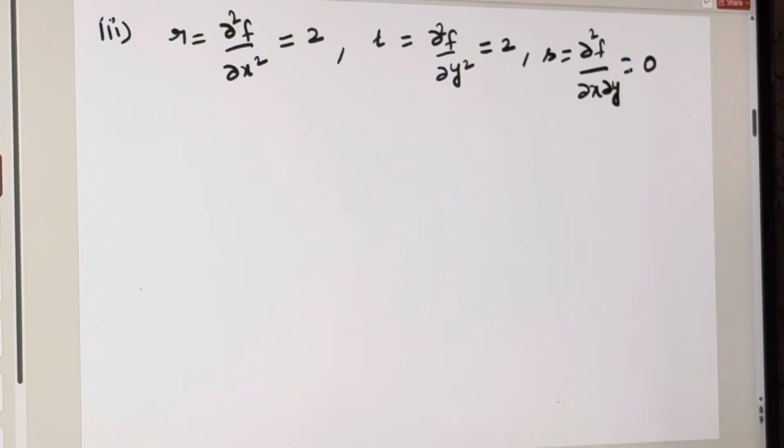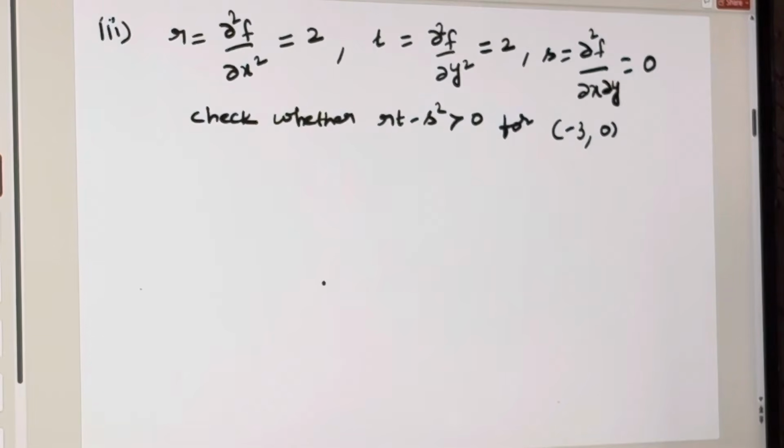Okay. Now, what we have to do? Third step क्या सीखा है हमने? Check whether RT minus S square is greater than 0 or not for the stationary point. What is the stationary point? Minus 3, 0. Okay. So, R का value है 2. So, this is nothing but 2 into what is the value of T? T is nothing but 2. Minus S square, यहाँ पे S का value है 0. Okay. So, you got the value as 4, which is greater than 0.